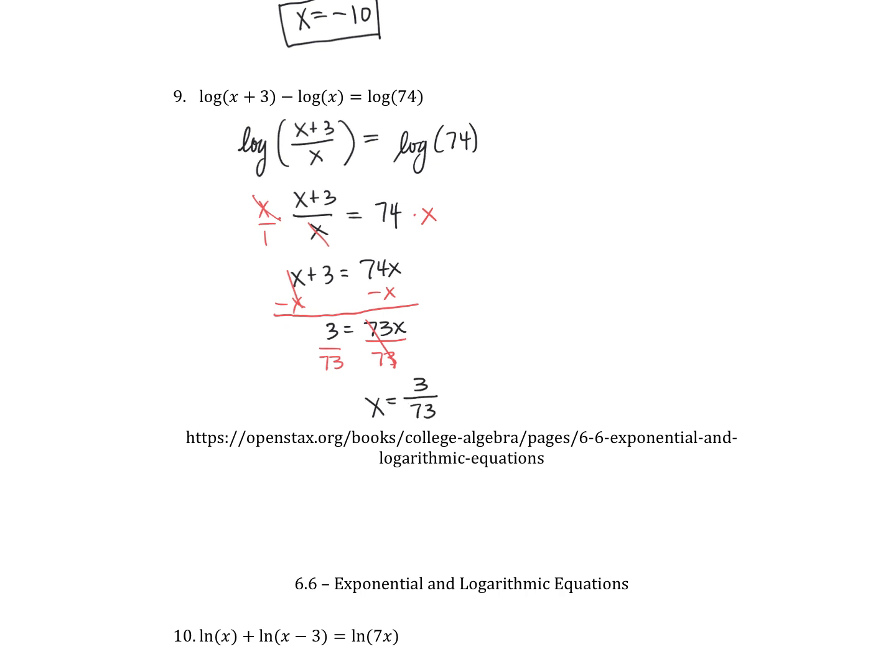Again, I need to check. So I've got a couple of them to check here. Here I'm taking the log of x plus 3. X plus 3 has to be greater than 0. If I plug my number in for x, is this a true statement? Yes, it is. That's still positive. Next, I have the log of x. So x has to be greater than 0. Well, 3 over 73 is positive, so it's greater than 0. And then last, I have the log of 74. Well, there's no variable there, so there's nothing to check. So this is a valid solution, 3 over 73.